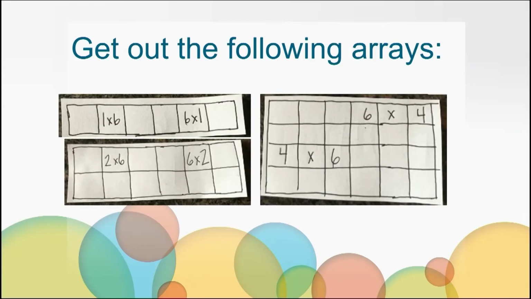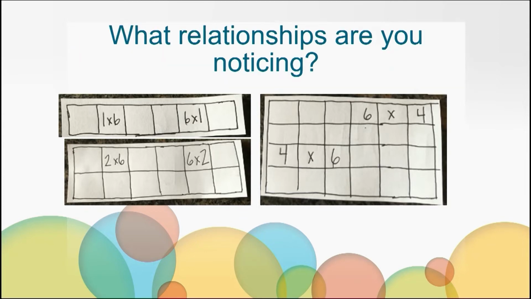I'm going to ask you to get out these following arrays: the 1 by 6 or 6 by 1, the 2 by 6 or the 6 by 2, the 4 by 6 or the 6 by 4. Take a deeper look at this. Take a minute to explore these 3 different arrays. What relationships are you noticing?